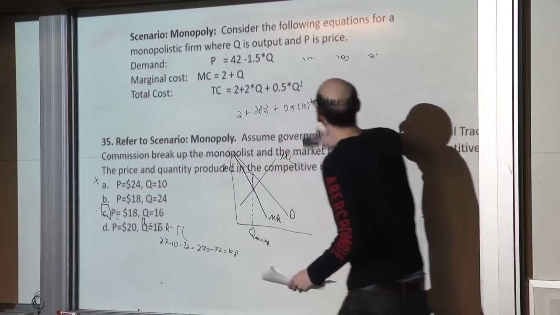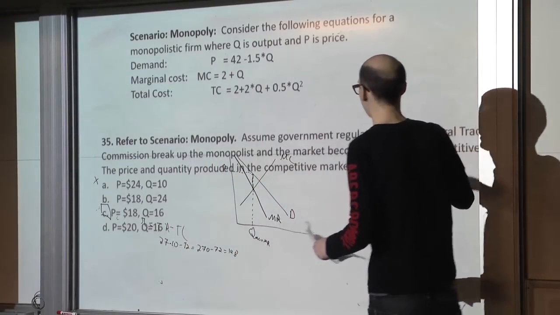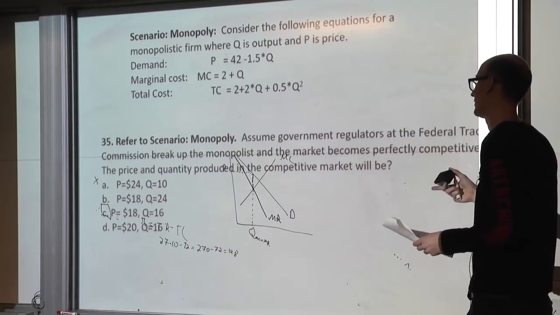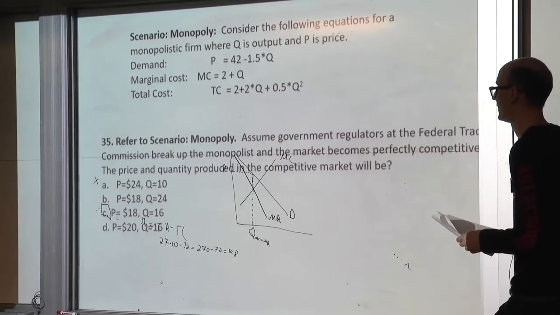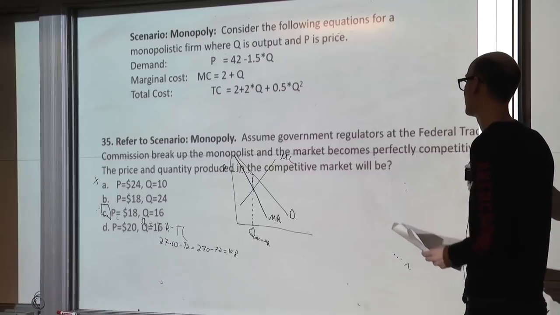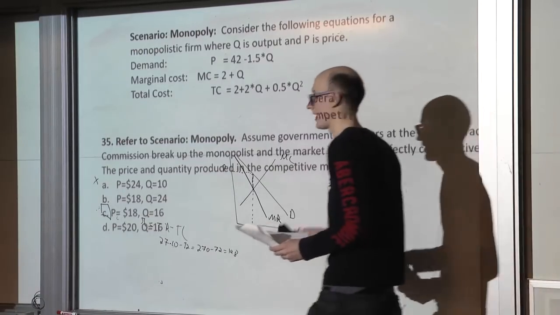All right. So in this part, the question is, assume government regulations at the Federal Trade Commission break up the monopolists and the market becomes a perfectly competitive market. The price and quantity produced in the competitive market will be what? So how do we do that one?